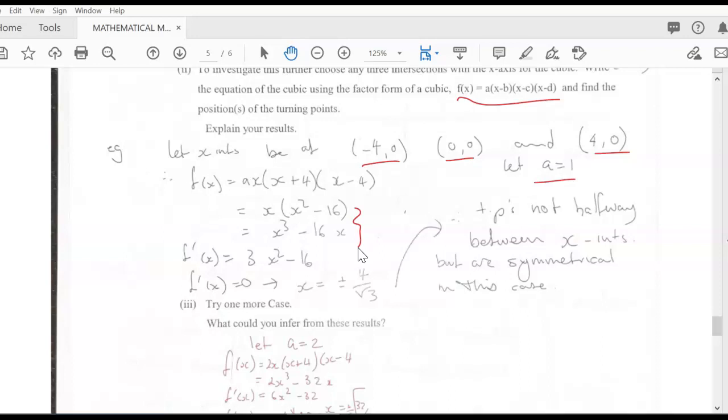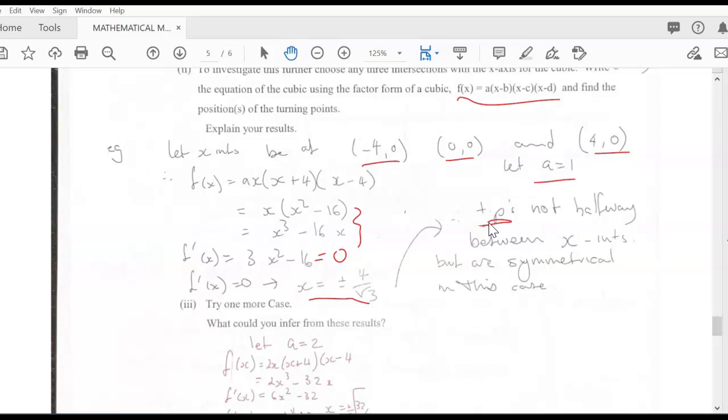So your gradient function, the purpose of expanding it is so we could take the derivative. Your gradient function is 3x squared minus 16. Your x value when your derivative is equal to 0, you get x equals plus or minus 4 on root 3. You could solve that by hand quite easily. You're just letting this equal 0, then 16 over the other side, divided by 3, and then take the square root. All right, so what we can conclude is the turning points are not halfway between the x-intercepts, but are symmetrical in this case.